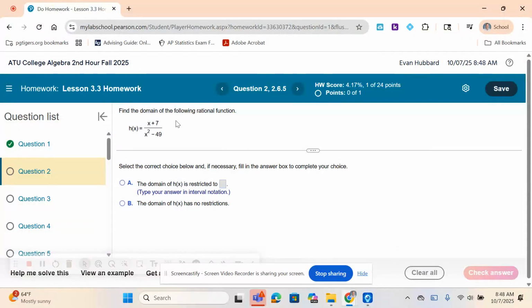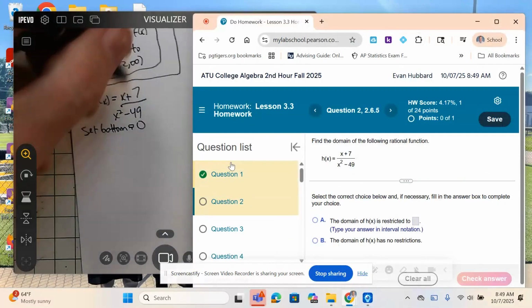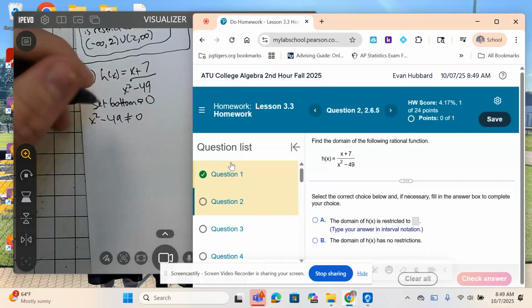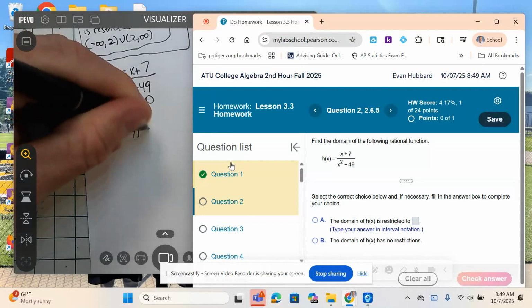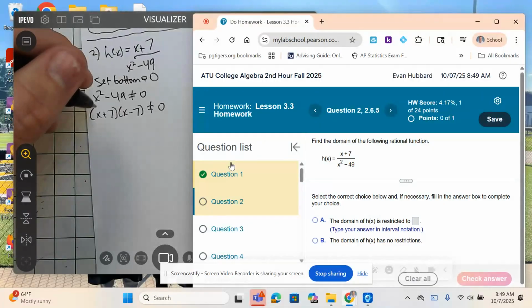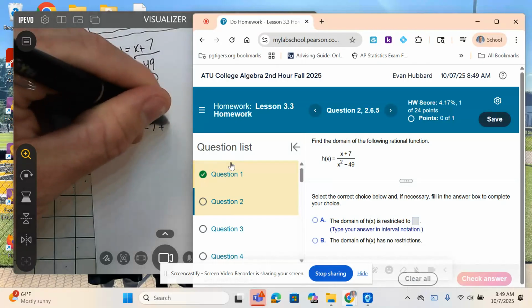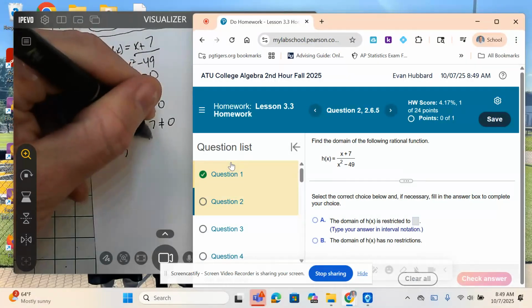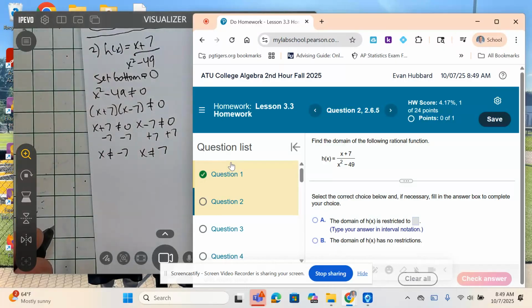So in number 2, find the domain. You just want to see what makes the bottom equal 0. Okay, so you're going to set the bottom equal to 0. So x squared minus 49. Well, basically it can equal 0. That's the difference of two squares. You can do x plus 7, x minus 7 equals 0. So x plus 7 equals 0, x minus 7 equals 0. Subtract 7, x can't be negative 7. Add 7, x can't be 7. So these are your two restricted values.